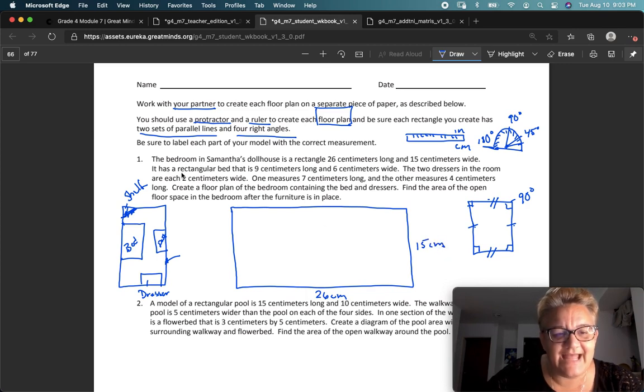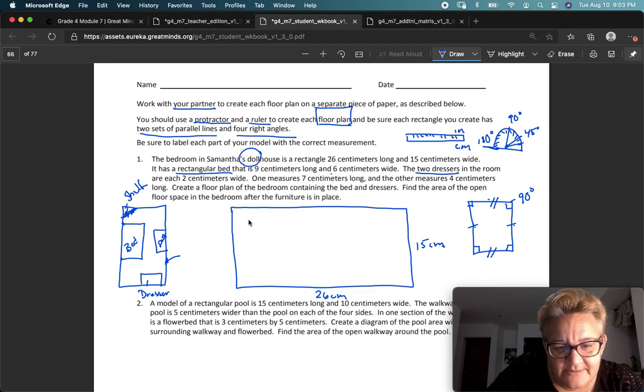It has a rectangular bed, so I'm going to underline everything it has. It has a rectangular bed. It has 2 dressers. So we're going to have 3 pieces of furniture in this room. The first one is the bed, 9 centimeters long and 6 centimeters wide. Now this seems a little small, but remember it's for a doll, for a muñeca, right? So I'm going to put the bed right here.